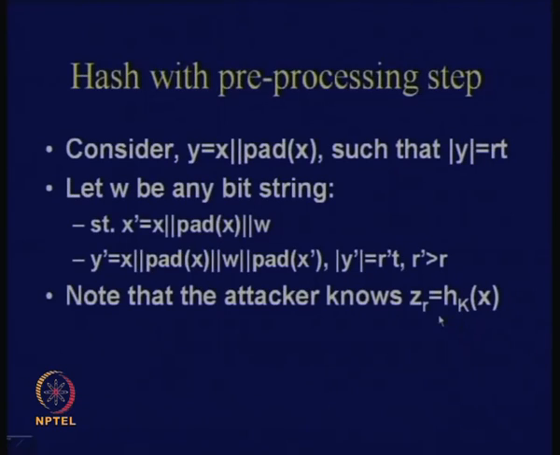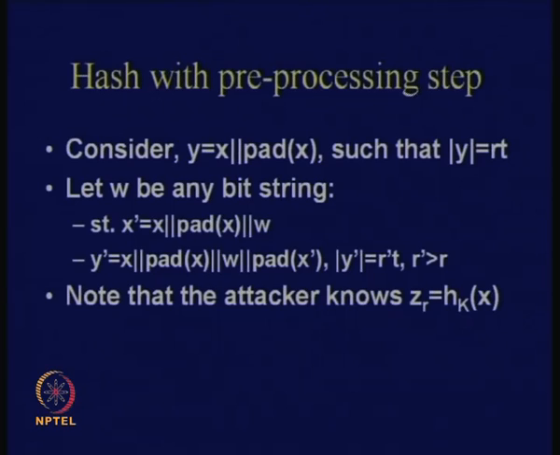In the first query, the attacker asked for the corresponding MAC of x, so what he has obtained is x and also h(k||x). Here h(k||x) is nothing but z r. Suppose that z is an iterative output; you remember the Merkle-Damgard algorithm.